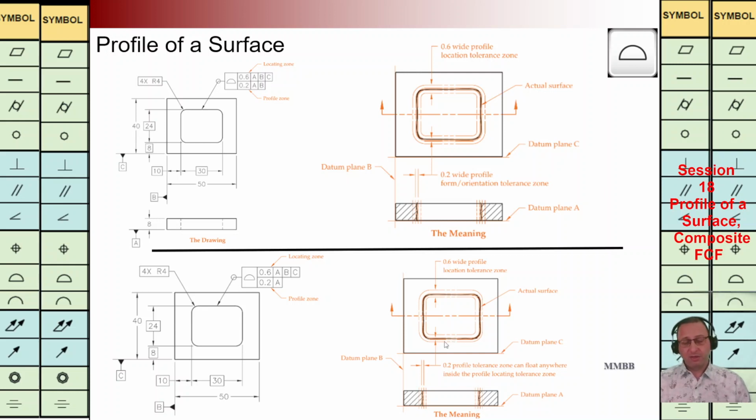But at the bottom, we are going to control only the orientation respect to plane A. It means this yellow area is free to rotate in this TZ 0.6. It is free respect to plane B to rotate. But we are going to control the orientation just respect to plane A here. This is the difference between these two, as we can see. Based on the rotation respect to plane B, it is free at the bottom.